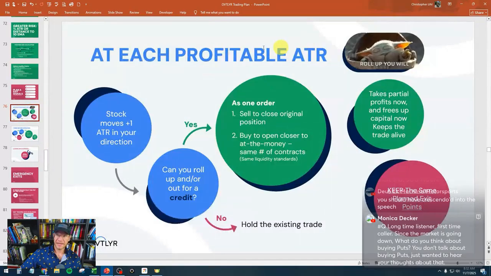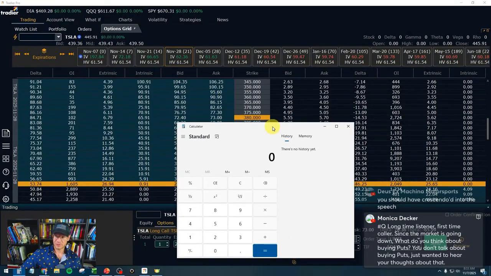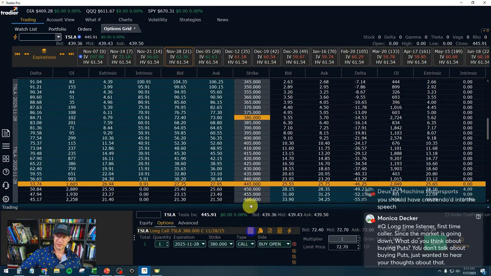Here. At each profitable ATR, the stock has moved one ATR in the direction you want, right? Can you roll up and or out for a credit? So let's discuss that. When you buy an option, you pay a debit, right? So you have paid, in this case, $73, which is quite expensive, right? You're out $7,300. Okay. That's your debit. To roll it, you then sell that contract and then buy one closer to the money. Now, the choice of which strike to get is up to you. I always look for liquidity.